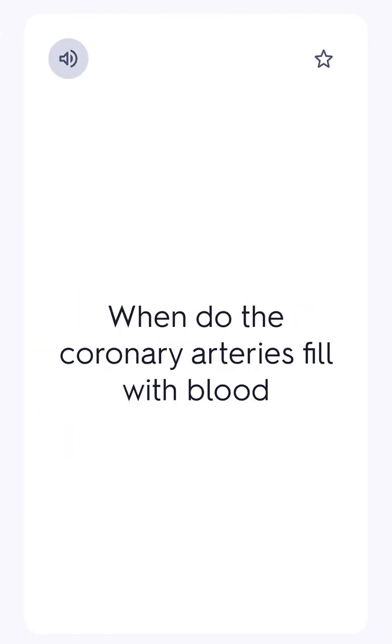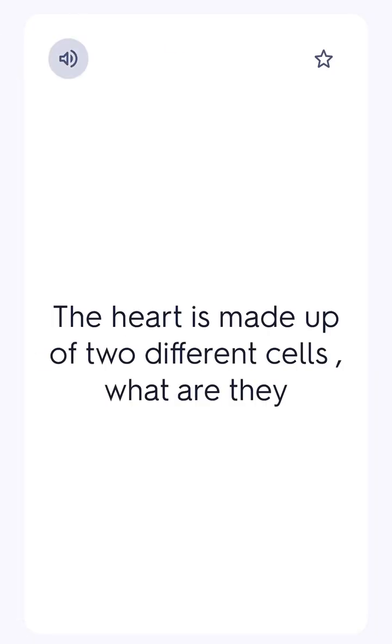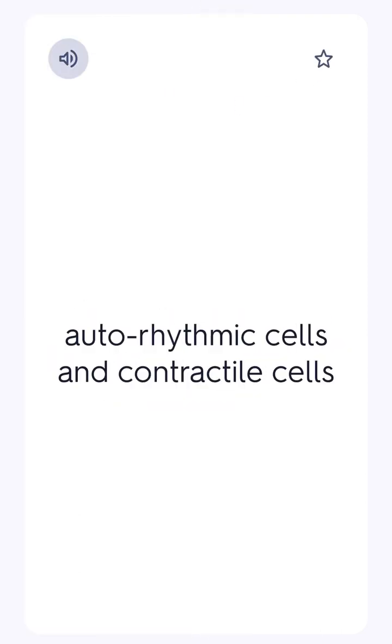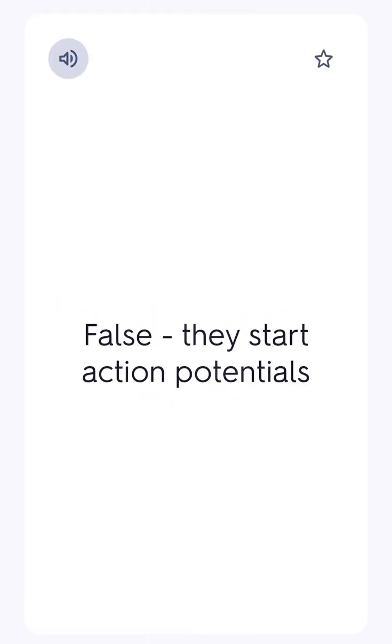When do the coronary arteries fill with blood? Diastole. The heart is made up of two different cells. What are they? Autorhythmic cells and contractile cells. True/false, do autorhythmic cells contract? False, they start action potentials.